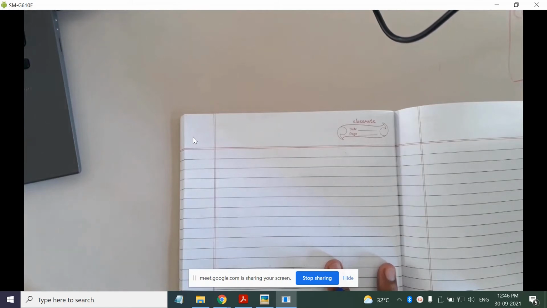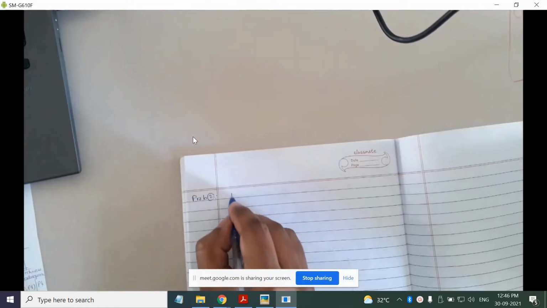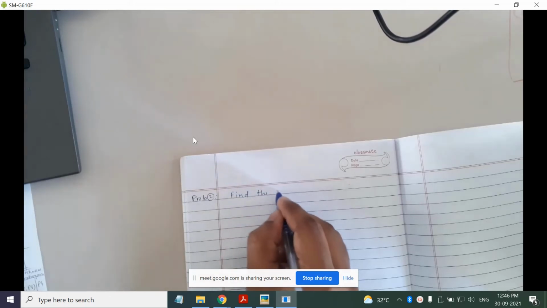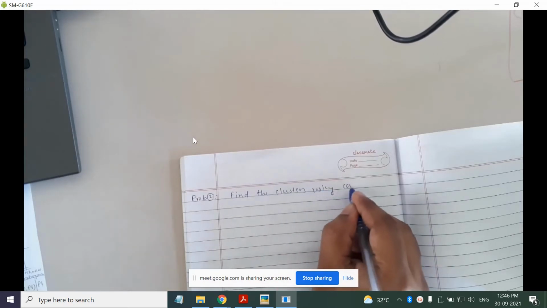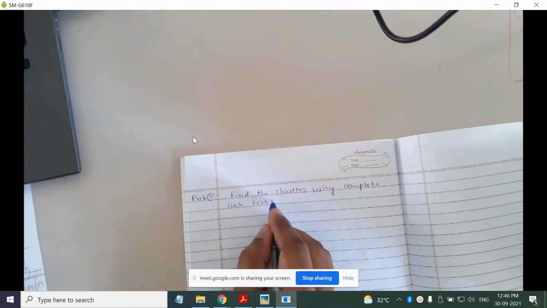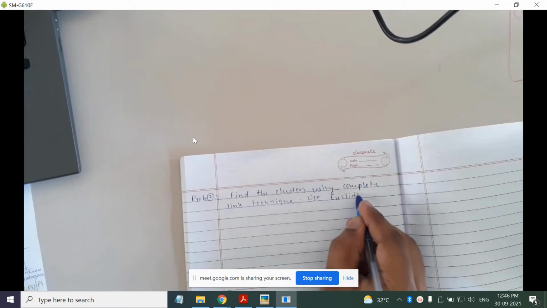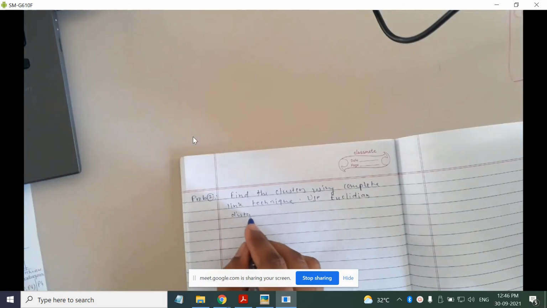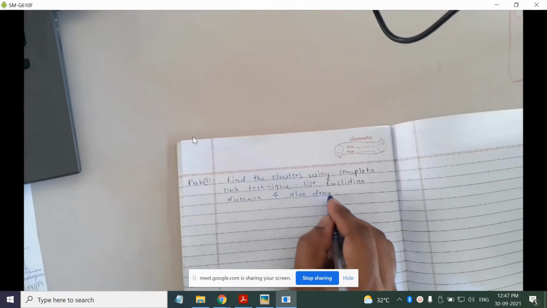Now today we'll solve the problem using complete linkage. Now pay attention. The problem is: find the clusters using the complete link technique. Use Euclidean distance and also draw the dendrogram.